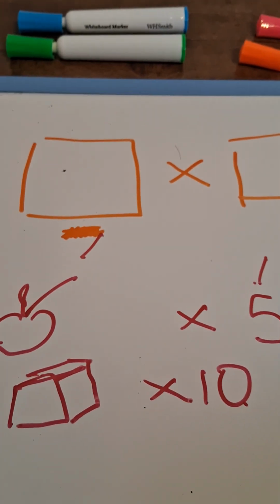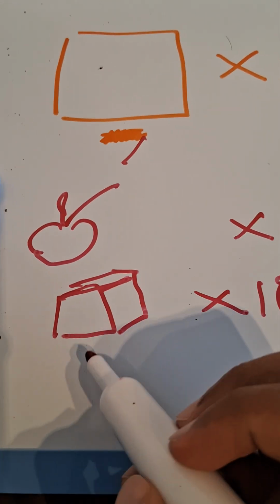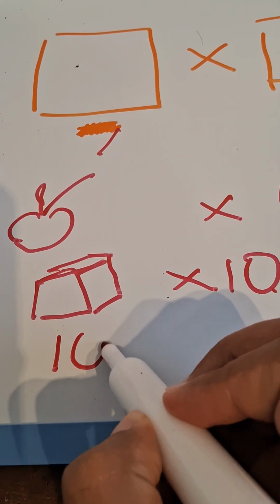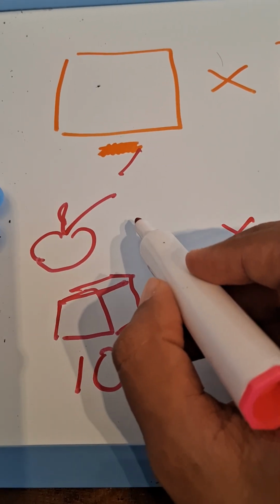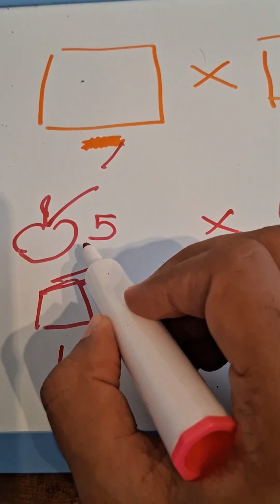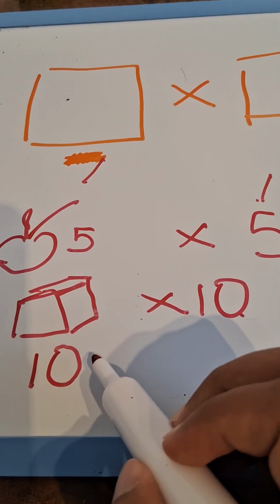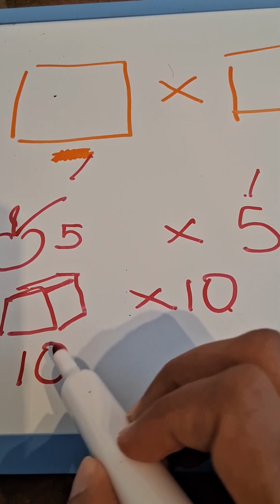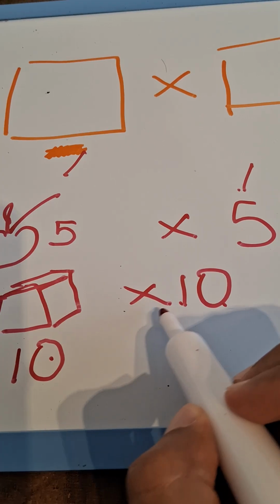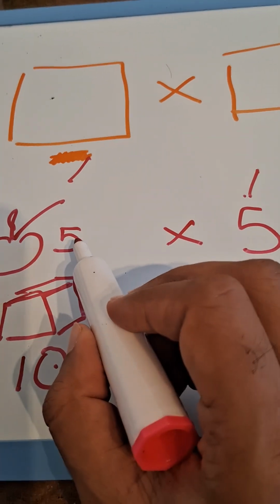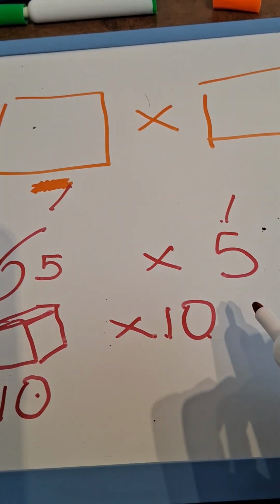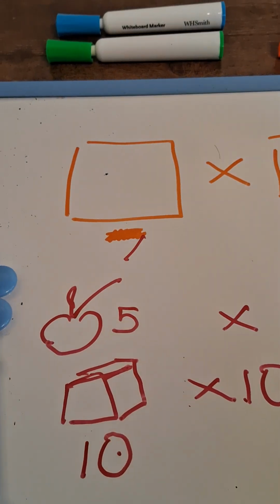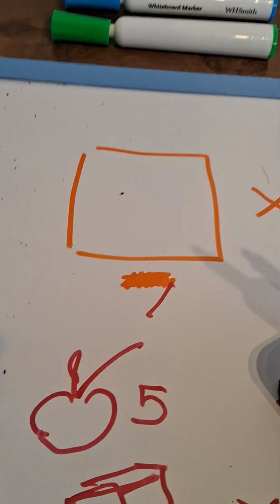What if we give a number instead of a box or an apple? Think like the box is 10, and the apple is 5. That means instead of box, there are 10 tens. There are 10 of tens. Or here there are 5 of fives.